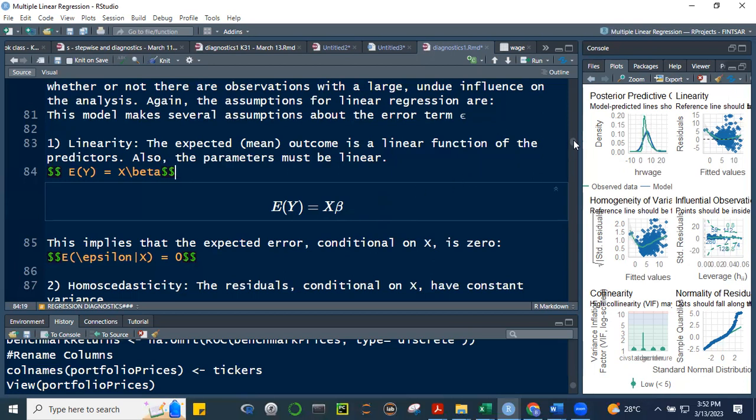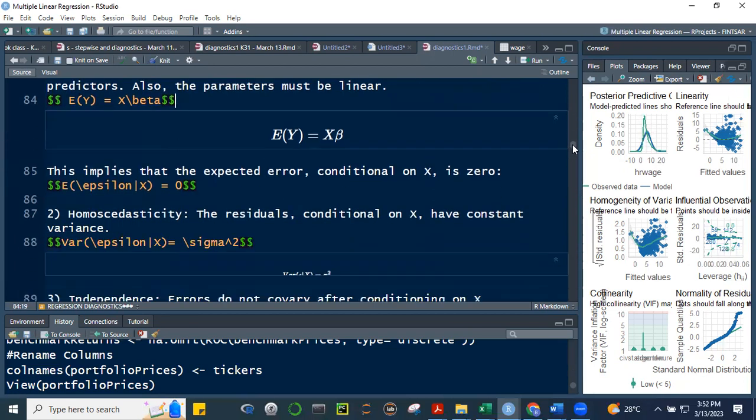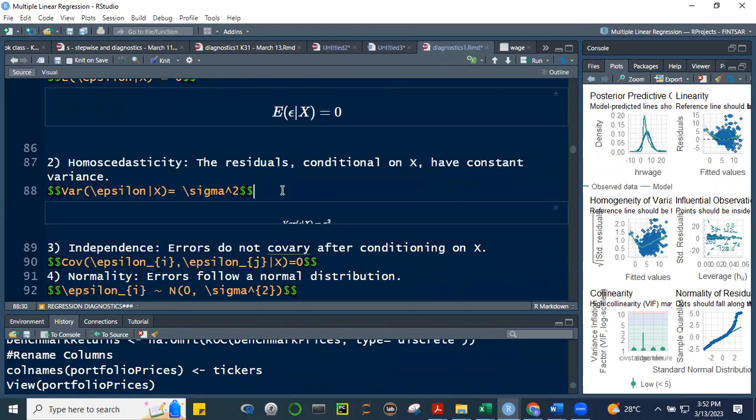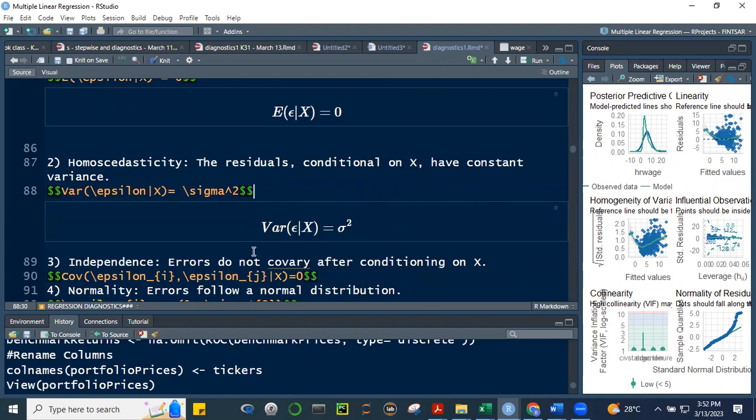And if there's linearity, what happens is that the expected value of your residuals given your x values is equal to 0. This is very important. The implication of linearity is that the expected error, conditional on your x, is equal to 0. Also, homoscedasticity, which means that the variance of your residuals given your predictors should be constant.